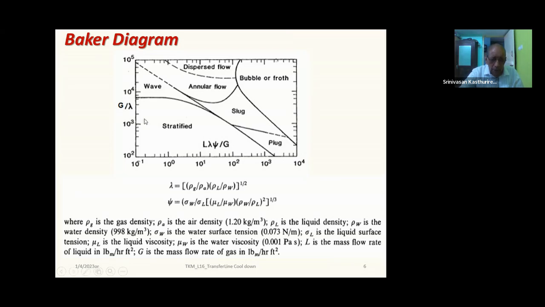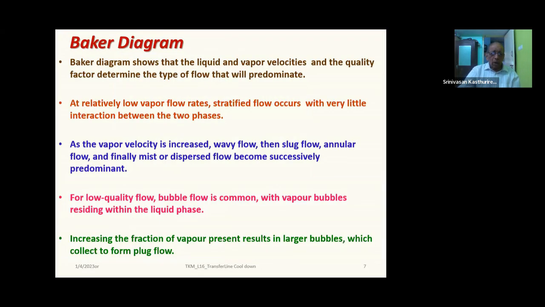If you know these parameters, the Baker diagram has been prepared. If you know for a particular fluid what its density is, what the vapor or gas velocity is, and what the liquid velocity is, then you can determine what sort of flow you can expect through the pipeline. The Baker diagram essentially shows that the liquid and vapor velocities and the quality factor determine the type of flow that will predominate.